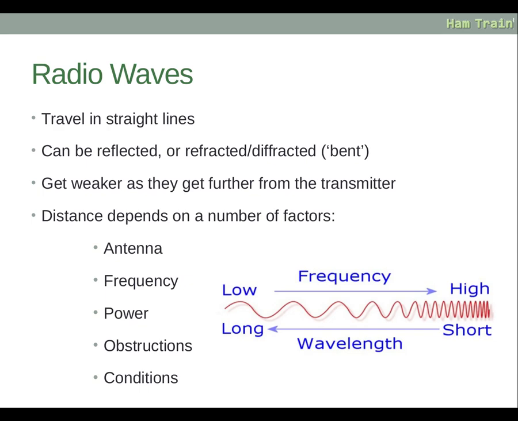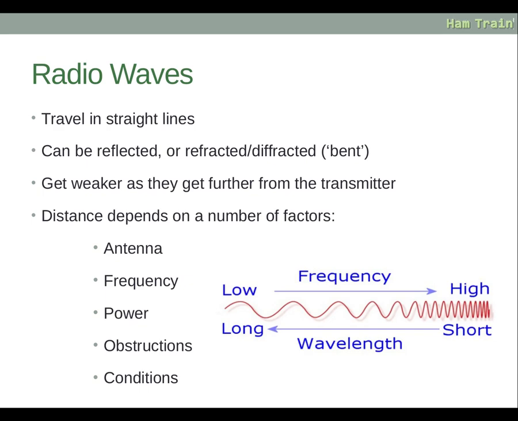Radio waves get weaker as they get further away from the transmitter, and this is because they disperse as distance moves on, same as a ripple in a pond disperses as it goes out in all directions. So at a certain distance it will be weaker than at a closer distance.